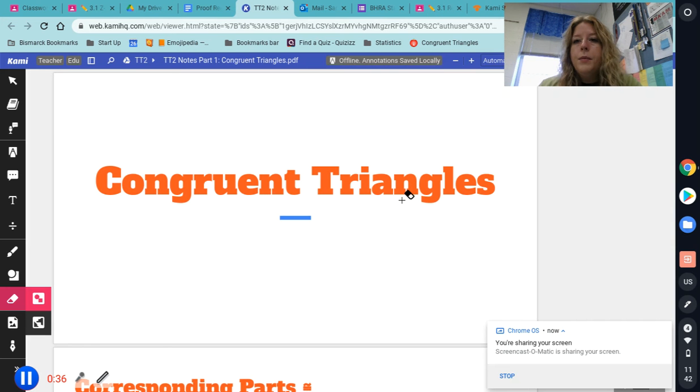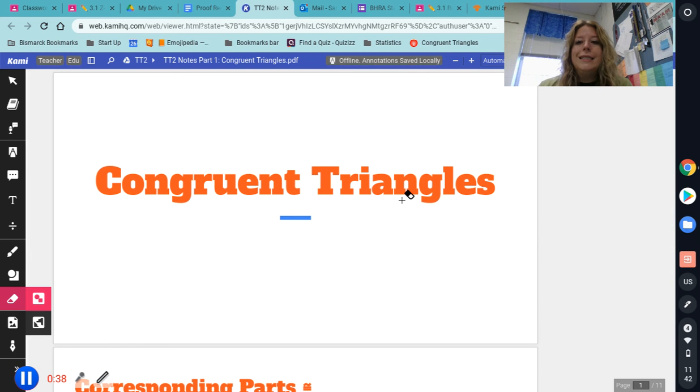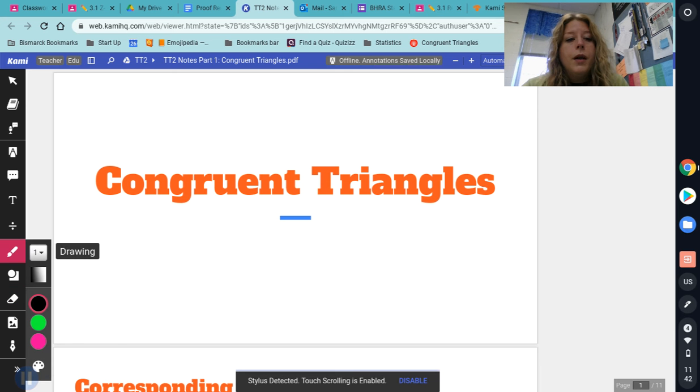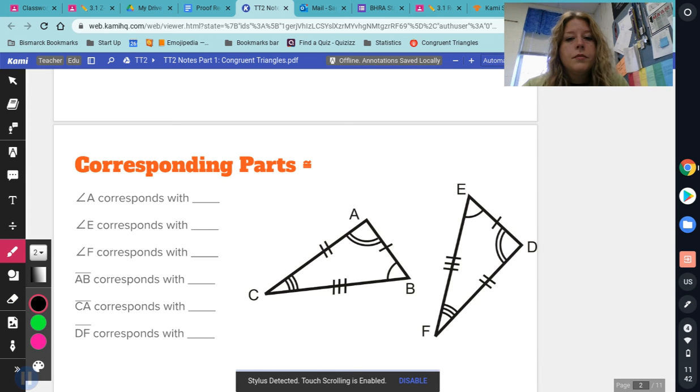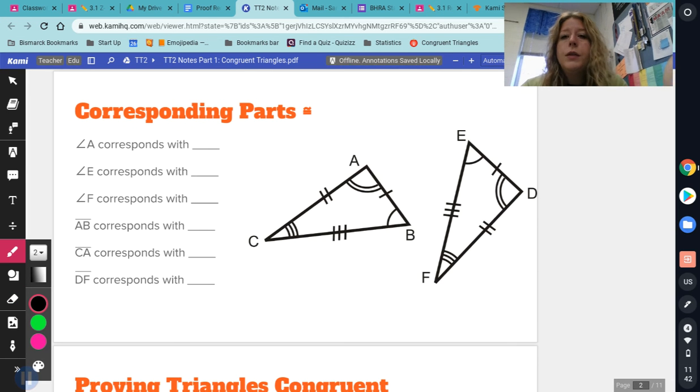Okay, then we're going to open up today's notes. This is the TT2 notes part 1. And today we're going to start proving triangles congruent to each other. So the first thing you need to do is identify all the corresponding parts when you're dealing with two triangles. A corresponds with D because they both have two arcs.